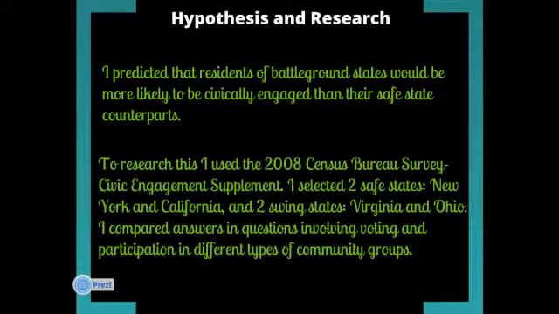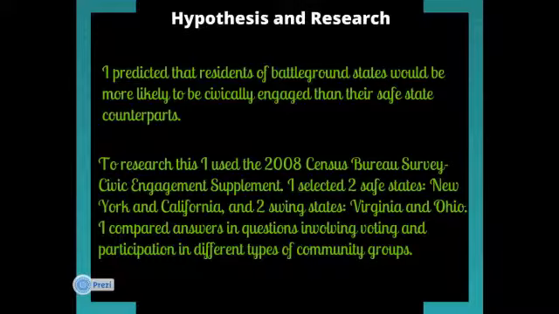So my hypothesis and research, really the core of my presentation. I predicted that residents of battleground states will be more likely to be civically engaged than their safe state counterparts. To research this, I used the 2008 Census Bureau Survey Civic Engagement Supplement. This was a set of questions that specifically targeted civic engagement, so it was really perfect for my research. I also like that this survey was from 2008 because it was a presidential election year, so these types of campaign situations would be fresh in the minds of the people that took this survey.